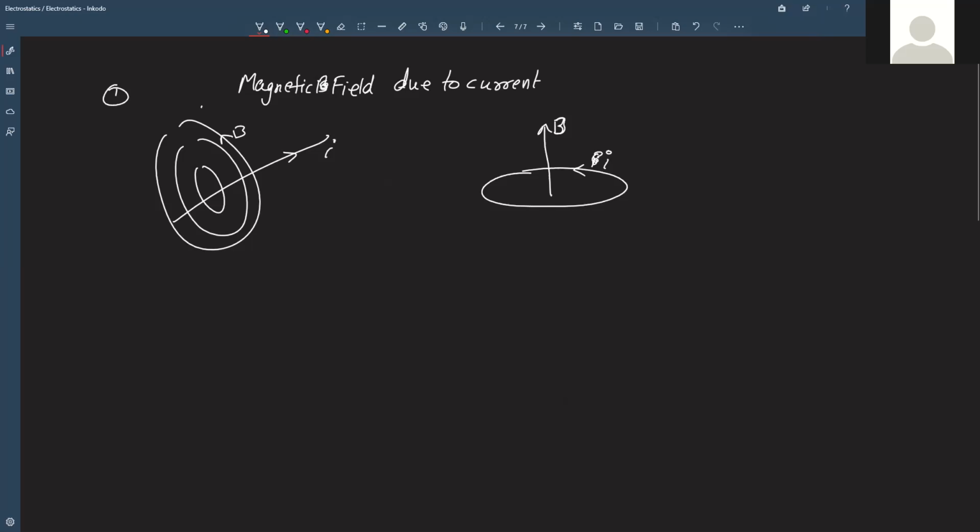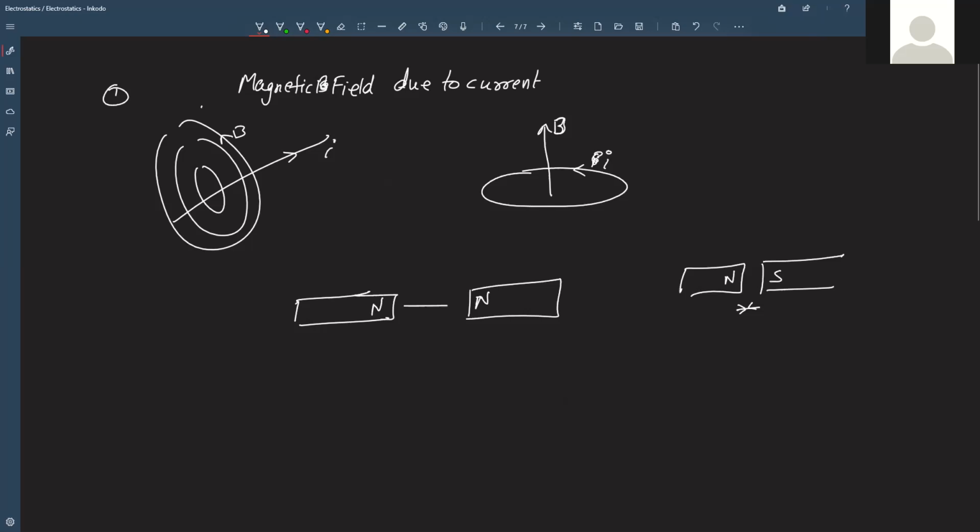Correct? Now, a magnet gets attracted and repelled by a magnet. So if there is a magnet, there is another magnet. Now in this case, they will be repelled. And if it is north and south approaching each other, then this will be attracting. So here they'll attract, here they'll repel. This we know.